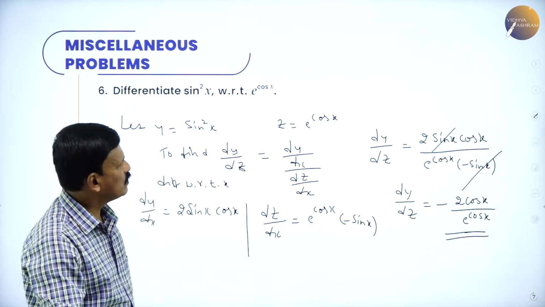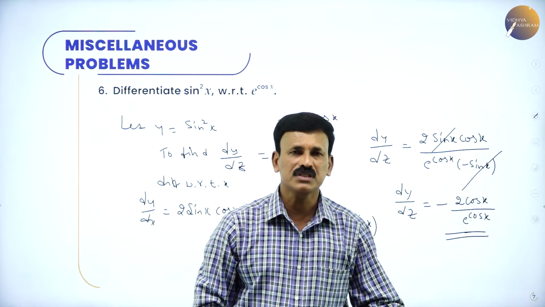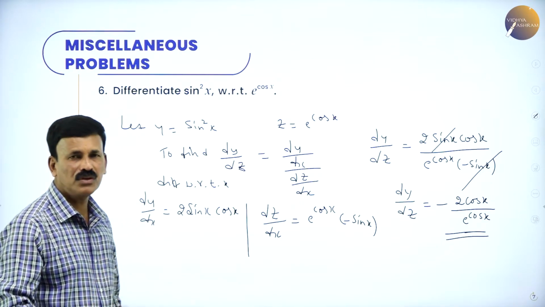Sin and sin get cancelled. What you will get? Minus 2 cos x divided by e to the power of cos x is the required answer for this. Okay, hope you are following.